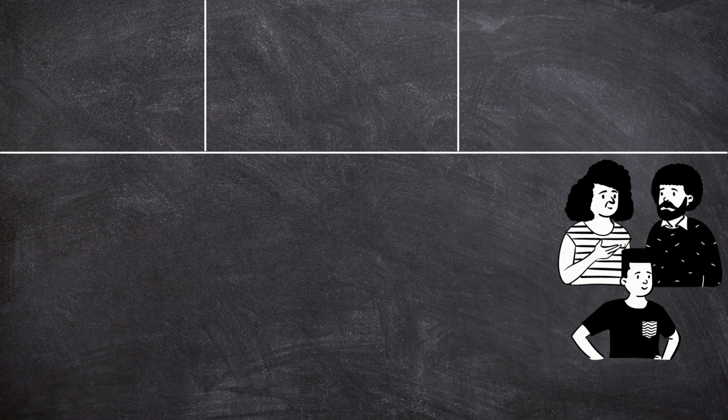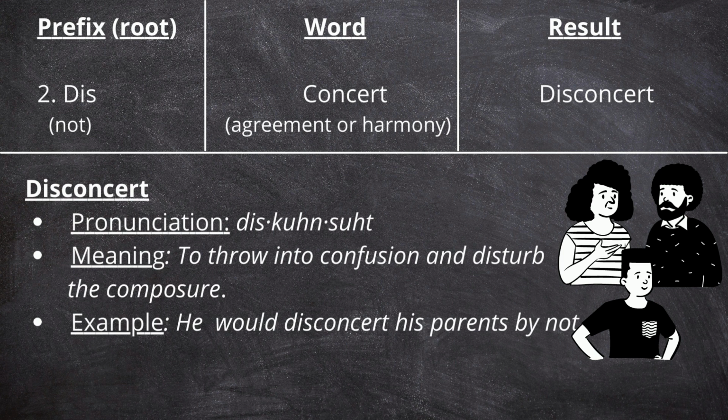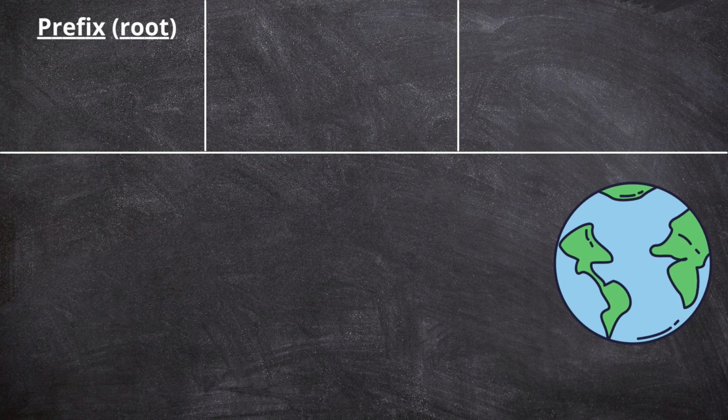The second prefix is dis, which means not, and concert, which means agreement or harmony. Both put together form a word disconcert. Disconcert means to throw into confusion and disturb the composure. For example, he would disconcert his parents by not coming home after school.